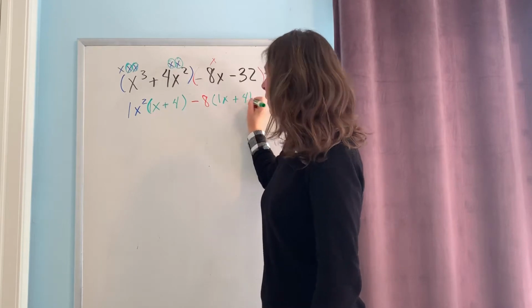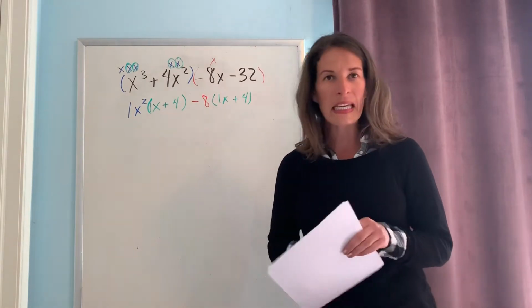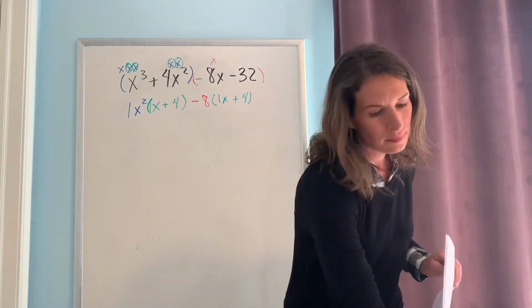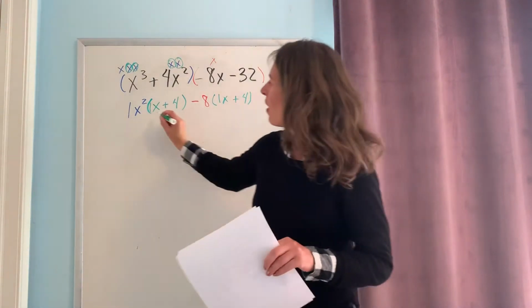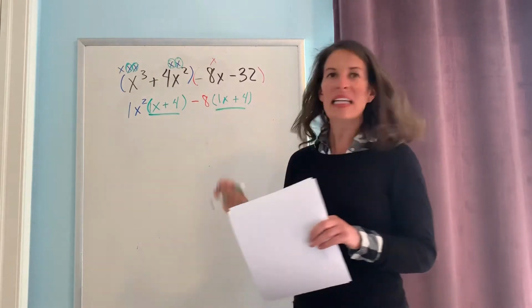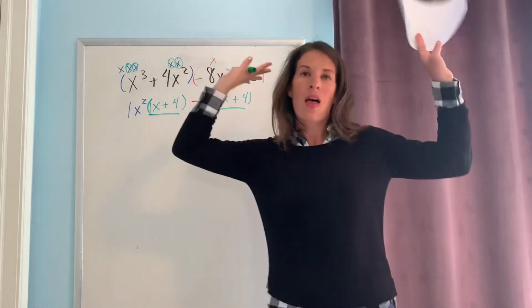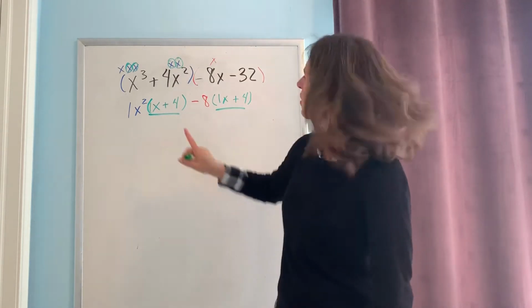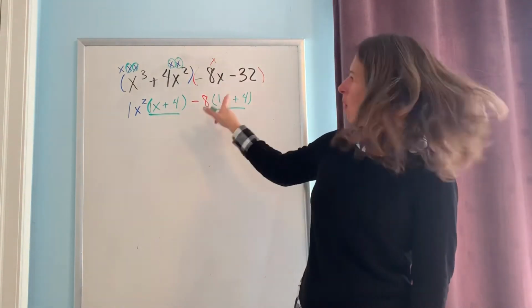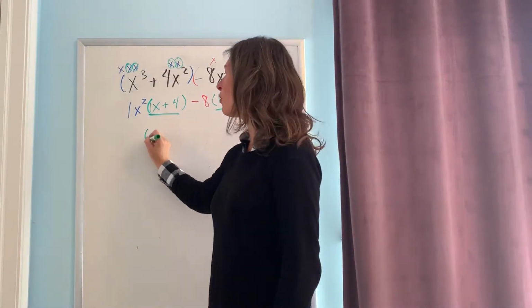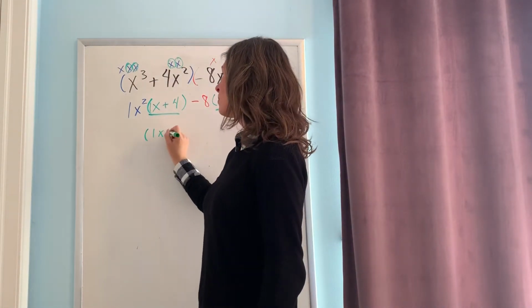Now, here's how you know if you did it correctly. If everything inside my parentheses is exactly the same, then we did it correctly. So I have 1x plus 4 here, 1x plus 4 there, which means we did it right. So I'm going to rewrite 1x plus 4.